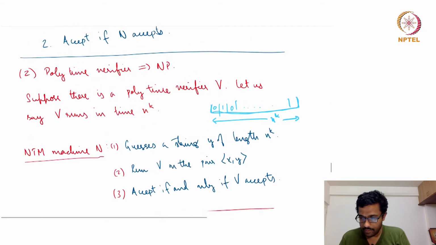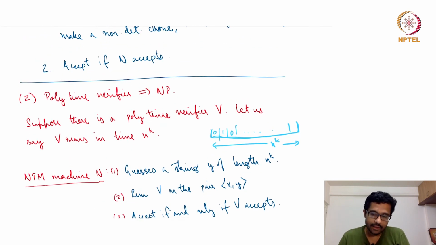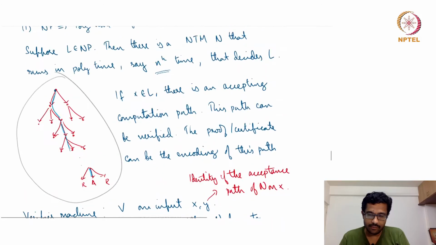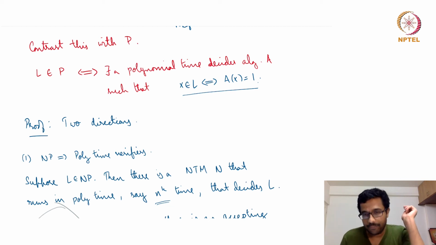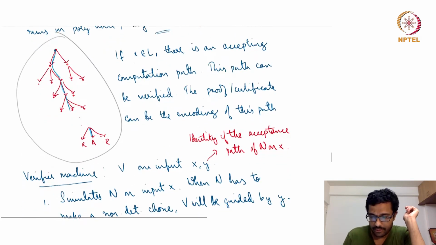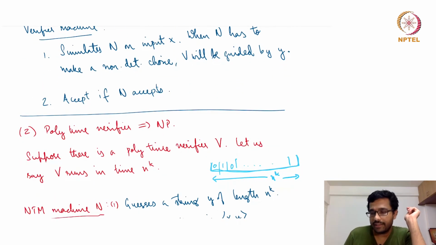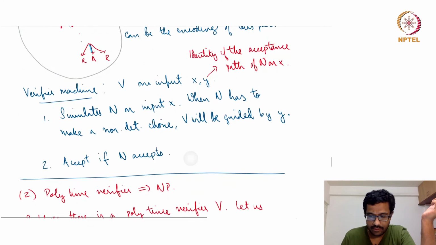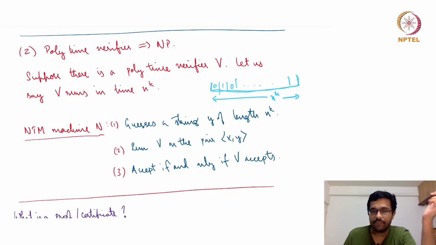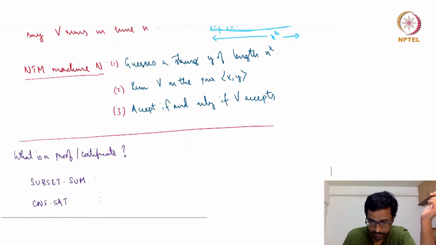Hence we saw this. If there is a polynomial time non-deterministic Turing machine that decides the language, then the language has a polynomial time verifier, and if the language has a polynomial time verifier, then it can also be decided by a non-deterministic polynomial time Turing machine. So this is an alternate characterization or an alternate definition of the class NP. NP is the class of all languages that have polynomial time verifiers.